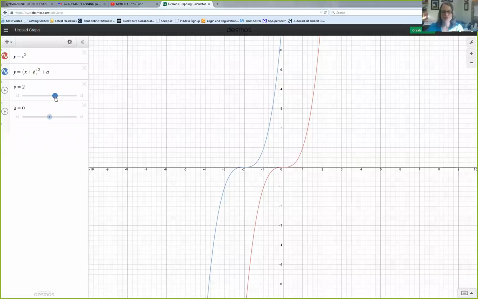And I pointed out to you last time that if we add both inside and outside of parentheses, we can get stacked effects. So we can shift both left and right.